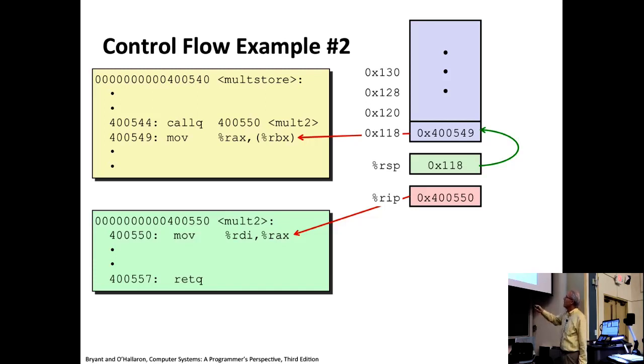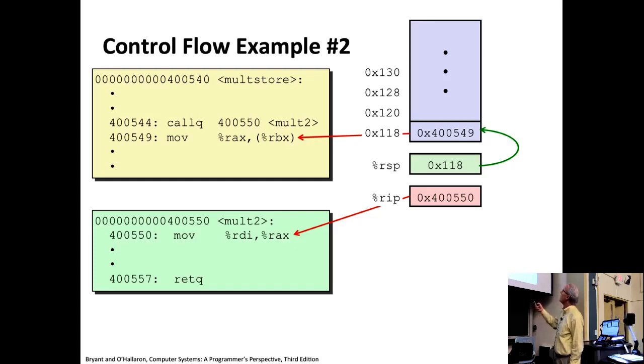And now the processor starts just executing along these instructions. So it did a combination of a jump and a push. And that's why the question was raised earlier. Could you assemble a push instruction out of existing instructions? The answer is yes for push, but not for call. Question back there: so before you actually go to the function, in multstore, you would put the address of mult2 into RIP?